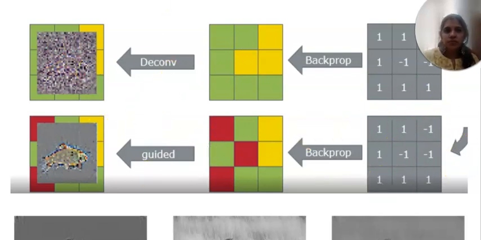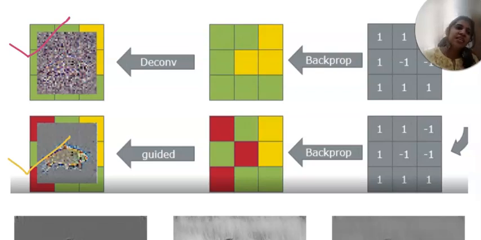See, this is without guided backpropagation, and this is with guided backpropagation. See the difference. This is a very noisy saliency map, but here it is not. At least we could figure out the borders of the figure, right? This is the guided backpropagation.